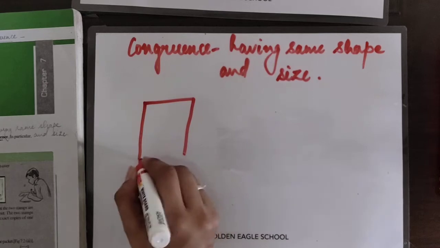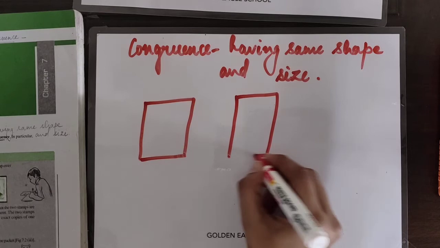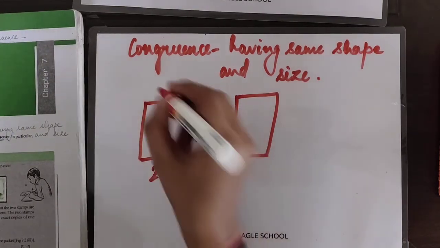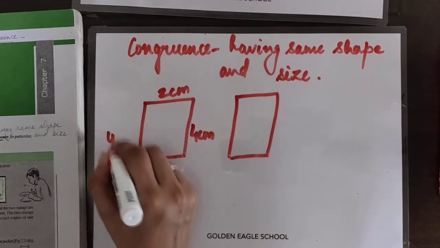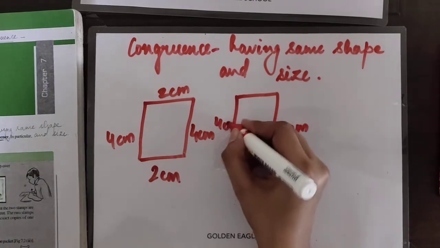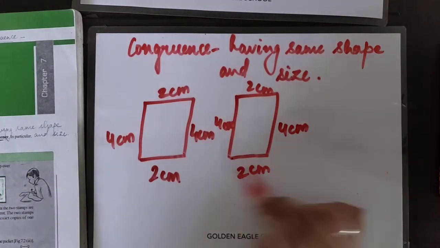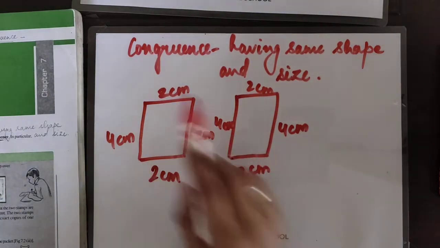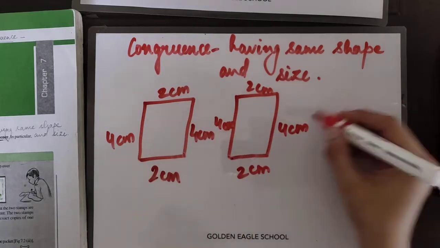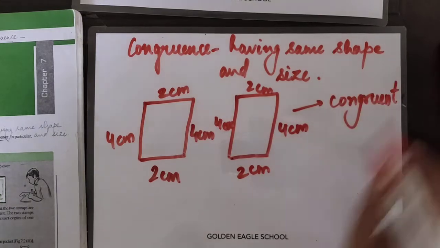For example, if I take this figure and I say they are 2 centimeter and 4 centimeter, similarly 2 centimeter and 4 centimeter, there are two rectangles. As you can see, both rectangles have same size and the shape is also same, so they are congruent. So this is known as congruency.